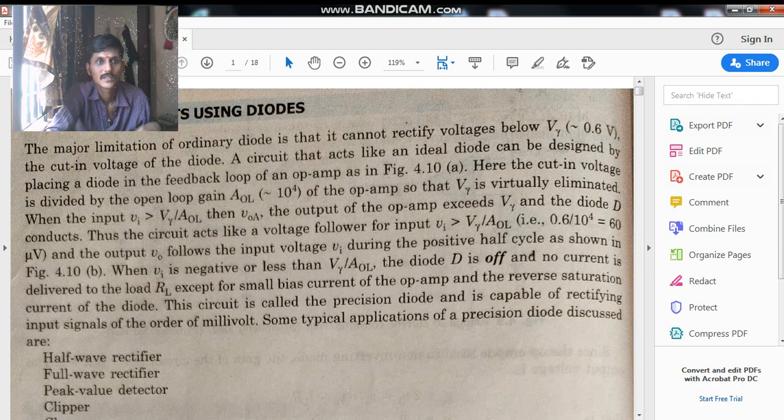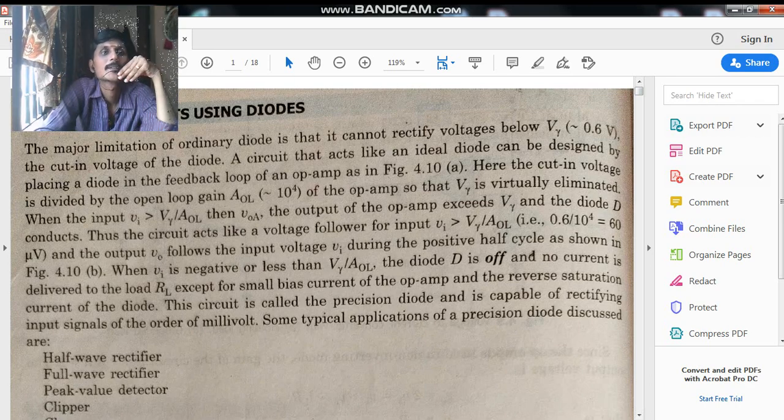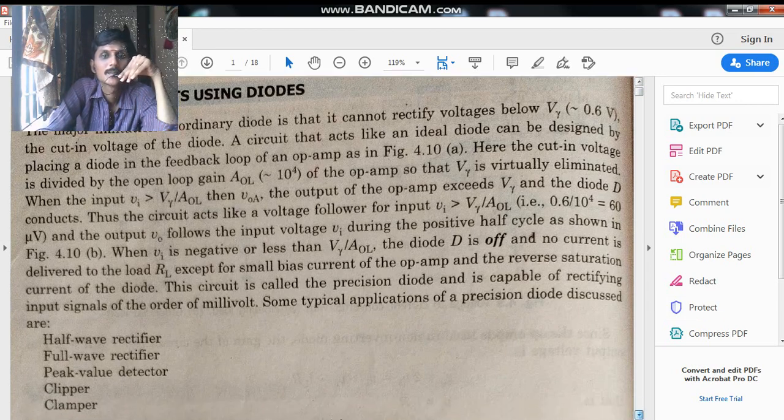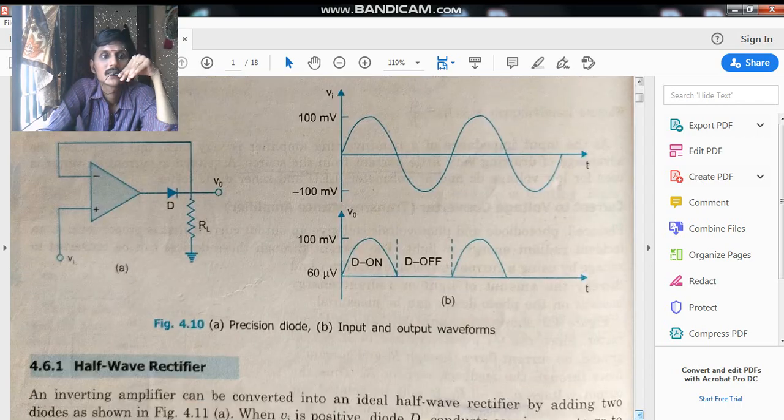So in today's June class, we discuss diodes and rectifiers. In rectifiers, we covered the half wave rectifier, the full wave rectifier, peak value detectors, clipper, and clamper. These are the things we already discussed.